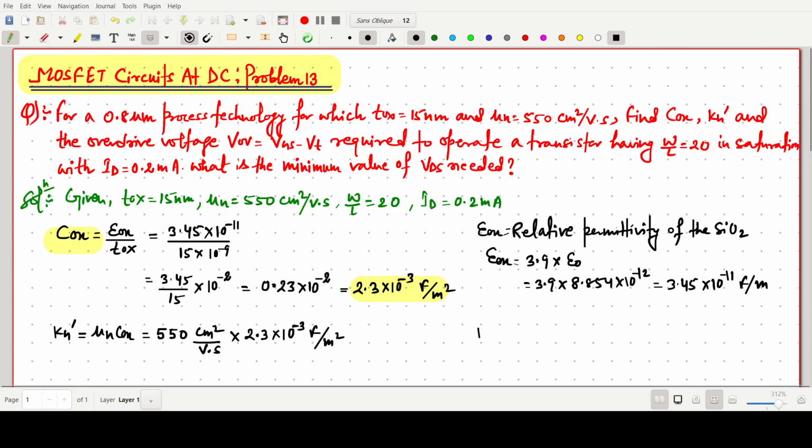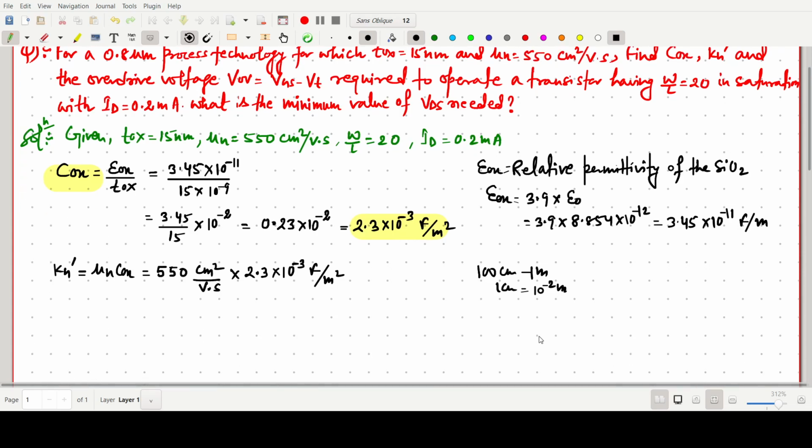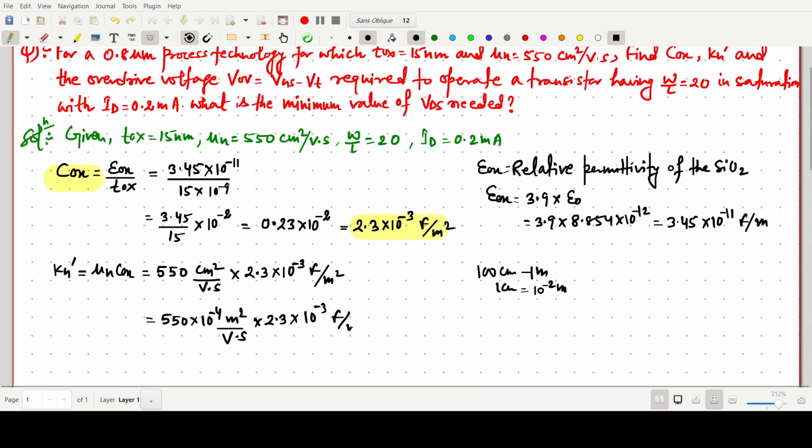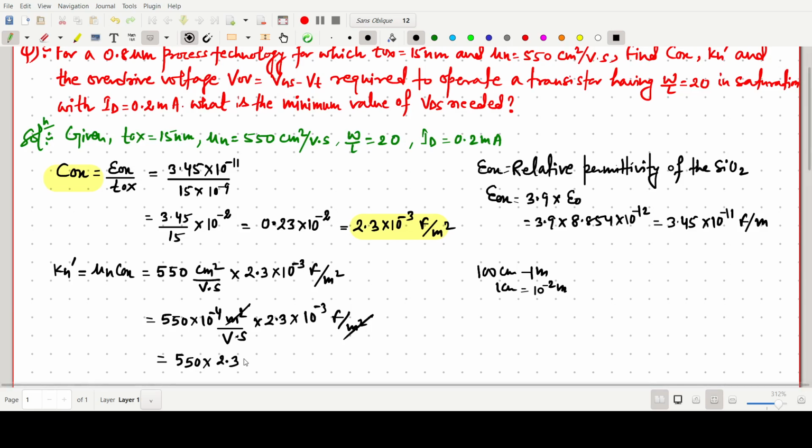So as we know, 100 centimeter equals 1 meter. So 1 centimeter equals 10 to the power minus 2 meter. So for the 1 centimeter, one can write 10 to the power minus 2 meter. Okay, so what we can do here, we can write 10 to the power minus 4 meter square per volt second into 2.3 into 10 to the power minus 3 farad per meter square. So this meter square cancels out, and then if we solve, it will come 550 into 2.3 into 10 to the power minus 7, then farad per volt second.